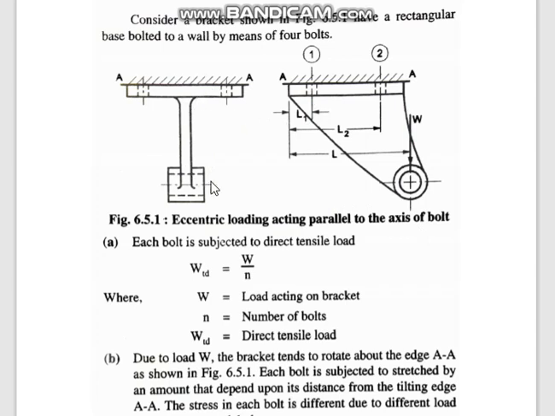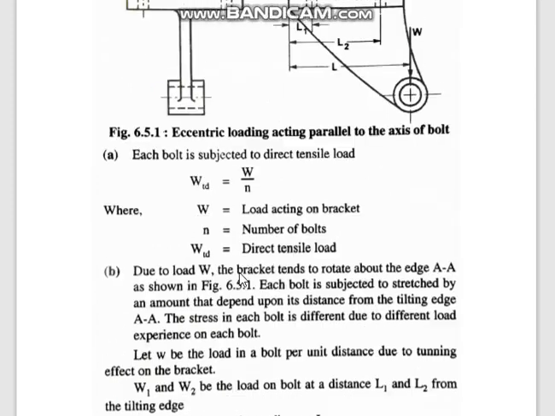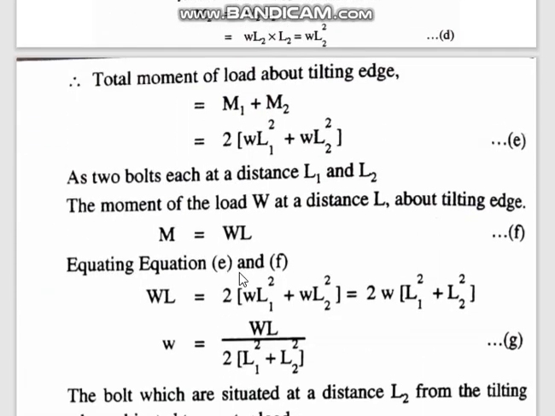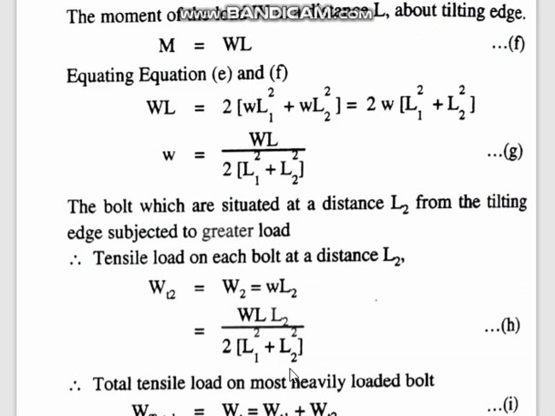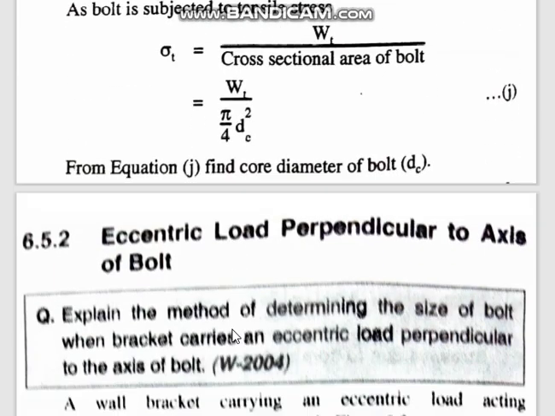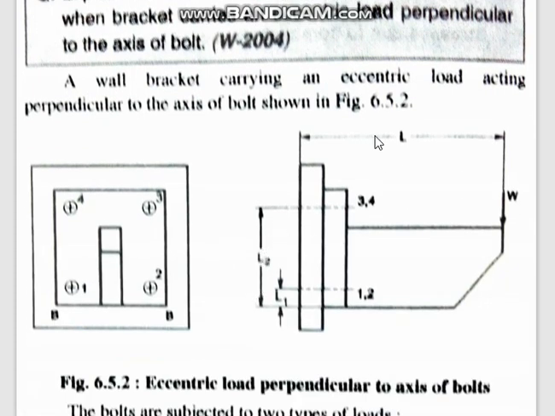You remember we saw eccentric loading acting parallel to the axis of the bolt like this, and we derived the equations also. We have derived this small w: small w is equal to capital L into the distance divided by 2 into L1 square plus L2 square. That is for the eccentric load parallel to the axis. The first one was parallel; now this is perpendicular to the axis. The bolts are like this, and the load is like this. This is perpendicular, and we have derived that also.